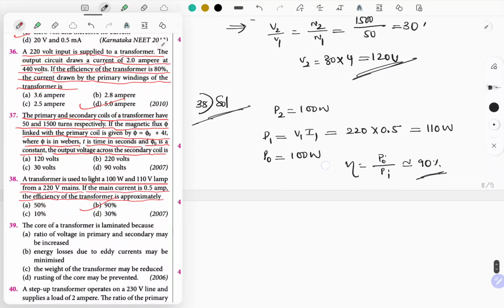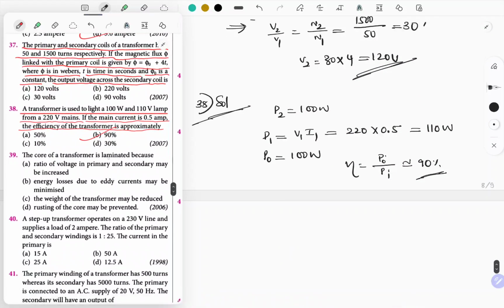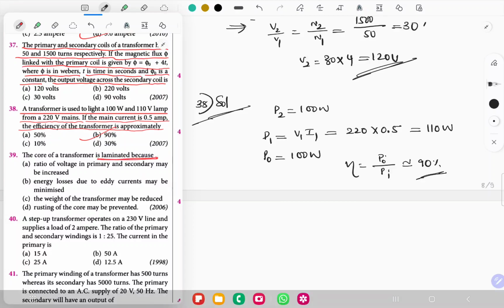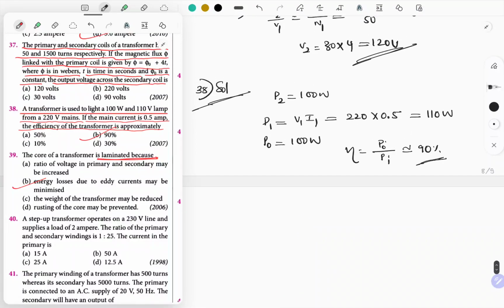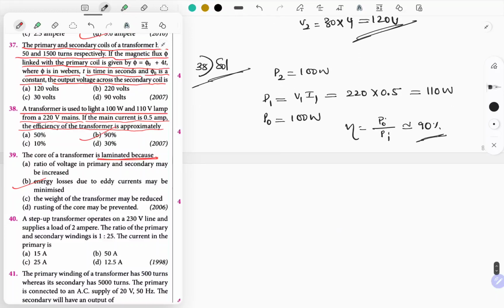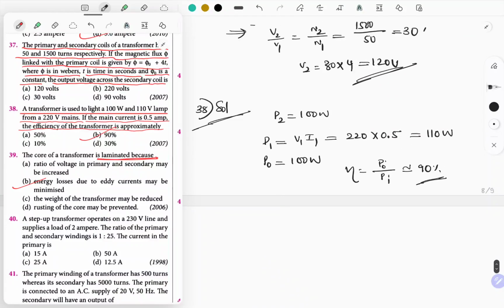Got it? Next. The core of a transformer is laminated to reduce eddy current losses. Okay. So to reduce eddy current losses, we are going to use a core which is laminated. The meaning of eddy current loss: currents which are circulating on the surface of the core are called eddy currents.